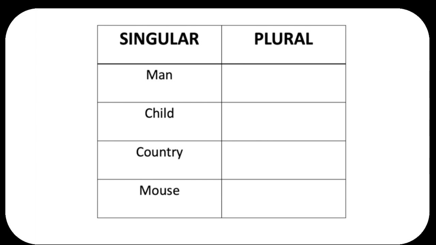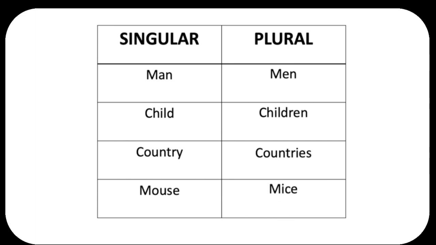Some countable nouns become plurals in other ways. By this, I mean you don't add an S. They are called irregular plural nouns. Here are some examples. The plural of man is men. The plural of child is children. The plural of country is countries. The plural of mouse is mice.